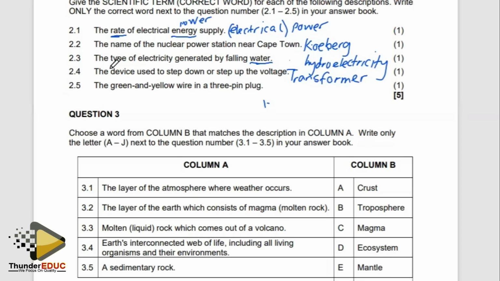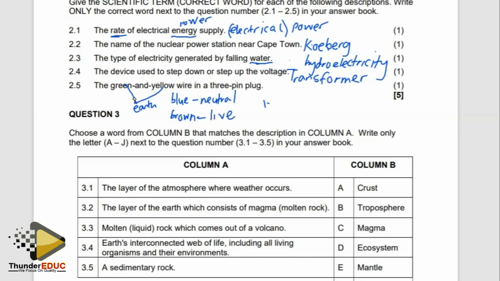A green and yellow wire in a 3-pin plug. Okay, so how many wires do we have in the 3-pin plug? We have the first one, that is green and yellow. That one is the earth wire, right? We also have the blue wire, so that you can just remember, which is the neutral. Then lastly, we have the brown. That is the live wire.